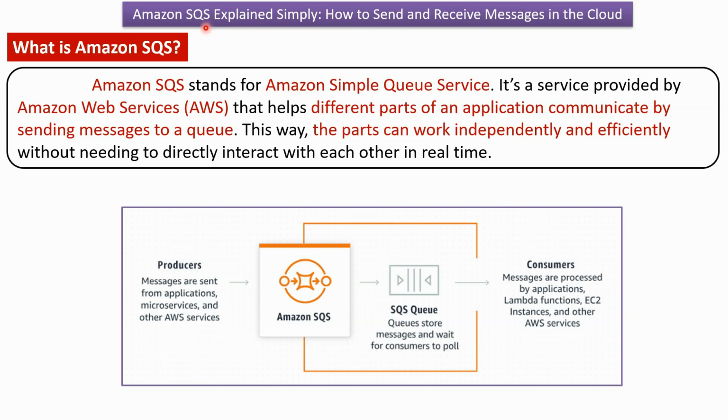In this video tutorial, I will explain what is Amazon SQS. Amazon SQS stands for Amazon Simple Queue Service. It is a service provided by Amazon Web Services, also called AWS. Amazon SQS helps different parts of the application communicate by sending messages to the queue. This way, the parts can work independently and efficiently without needing to directly interact with each other in real time.